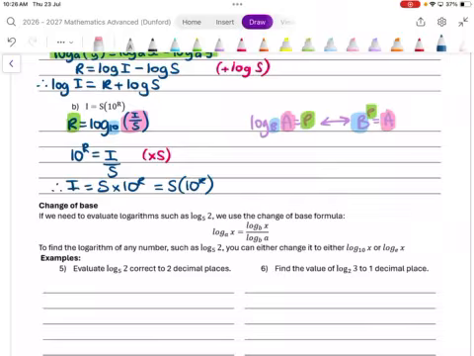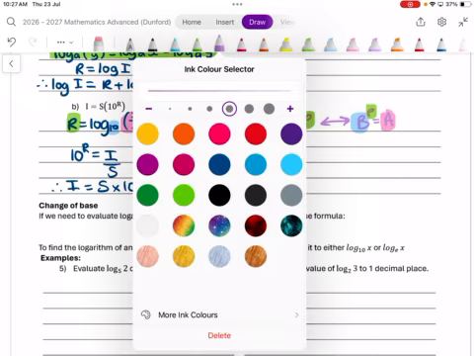We can evaluate log base 5 of 2 correct to 2 decimal places just by using our calculator, right? If we have the new one. However, the old calculators didn't have that function, so we have this change of base formula. It's still important to know it. It's still on our reference sheet. So if we need to evaluate a logarithm, we use this change of base formula on our reference sheet.